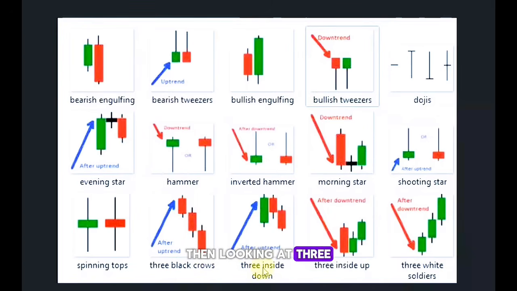Then looking at three inside down, when the market is in an uptrend, the market is trending, and at a particular key level in the market where you expect the market to reverse, a big bullish candle of this form. Then after that, a bearish candle occurs. Look at the bodies of these two candles. As you can see, they are equal. Look at the wick also, they are equal.